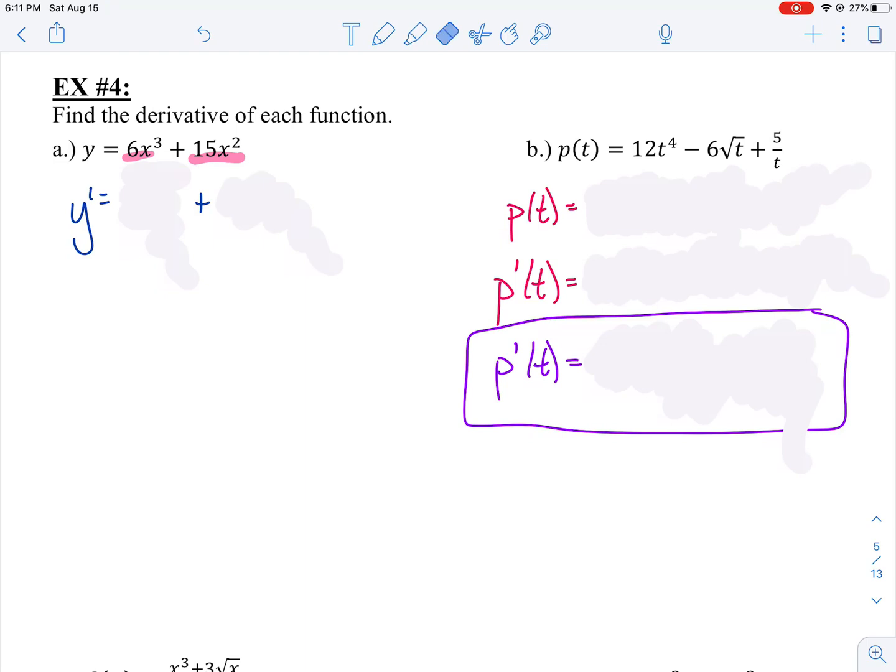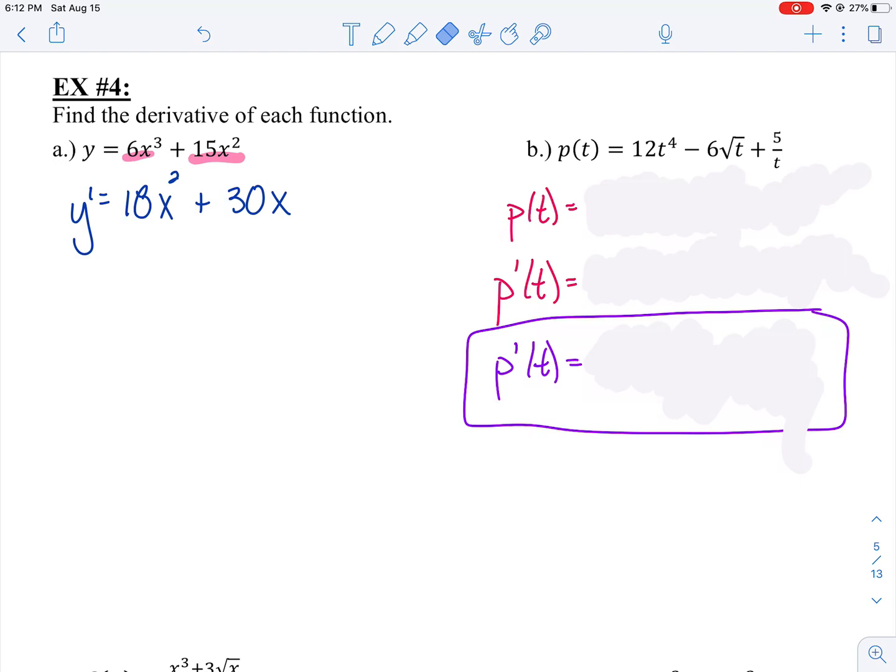Well, hopefully we've practiced using the power rule enough that we can quickly say that 6 times 3 is 18. If I subtract 1 from the exponent, I get 2. So the derivative of 6x cubed is 18x squared. So then what would be the derivative of 15x squared? Well, 2 times 15 is 30, and if I subtract 1, I get 30x to the first, or just 30x. So the derivative would be 18x squared plus 30x.